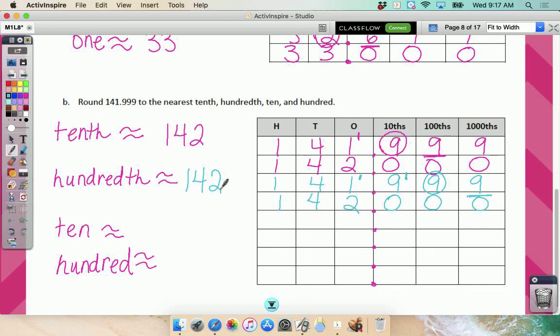Now, do you understand why we don't need those zeros on there? It doesn't change the value, and if it's not money, we don't need it. Okay? Let's look at the next one.